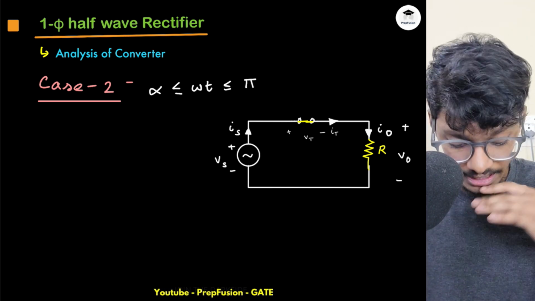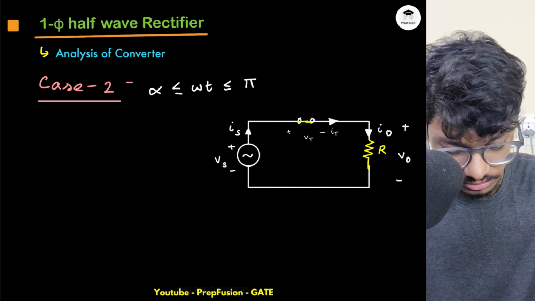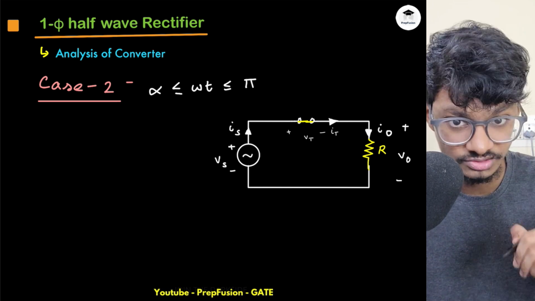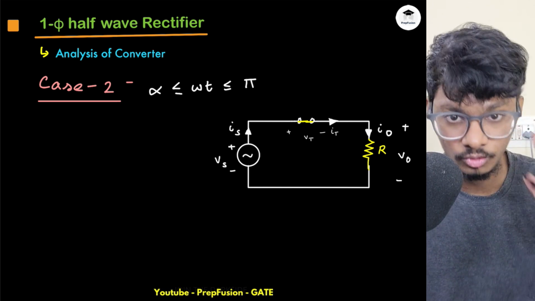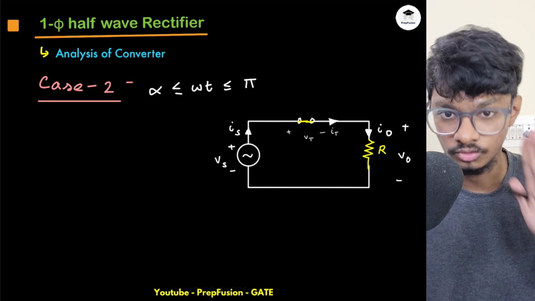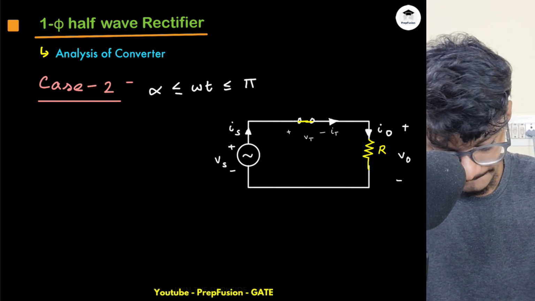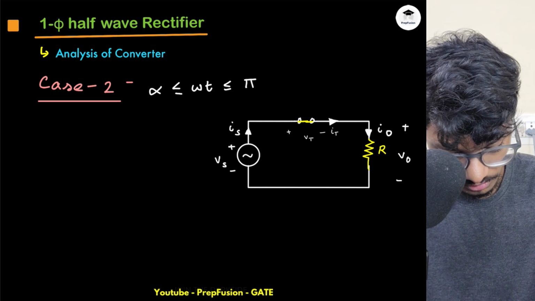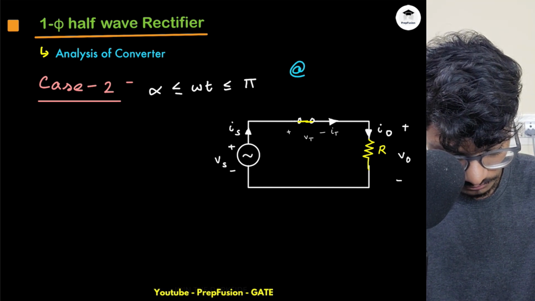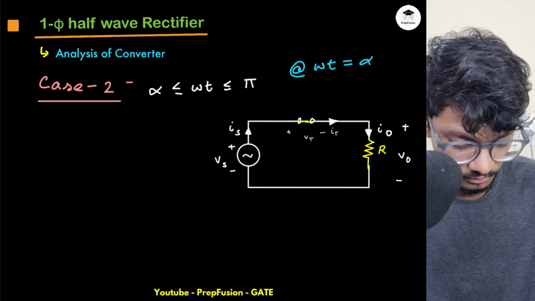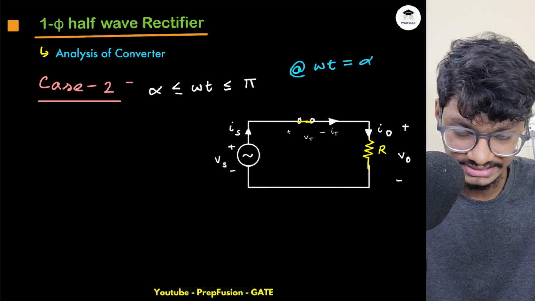Now, once I trigger the SCR at omega t equals alpha, the SCR turns on. As soon as the SCR turns on, what will happen? A switch will close and this will become a short circuit. I have assumed this is an ideal switch, hence there is no turn on time, no losses, no resistance, no on voltage drop, no on resistance. So at omega t equals alpha, the SCR is triggered.